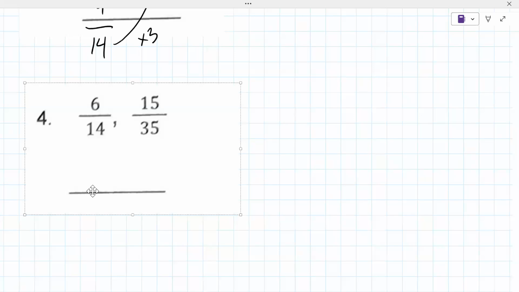6 times 3 is 18. Yes, it would work. Right, equivalent ratio. Good job on that.